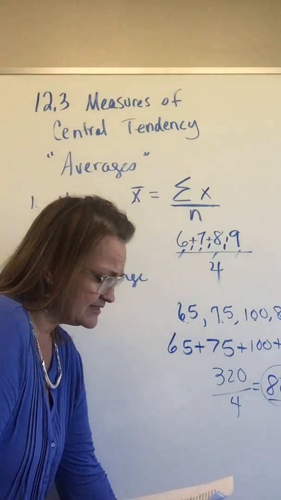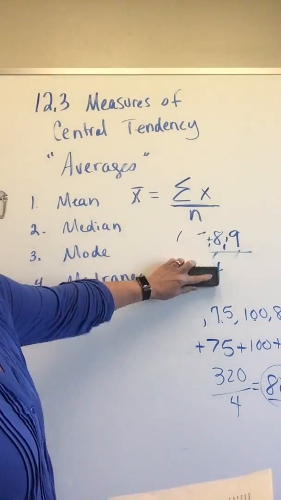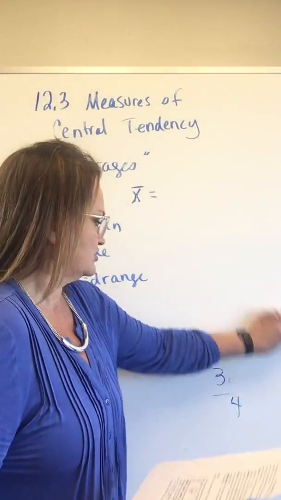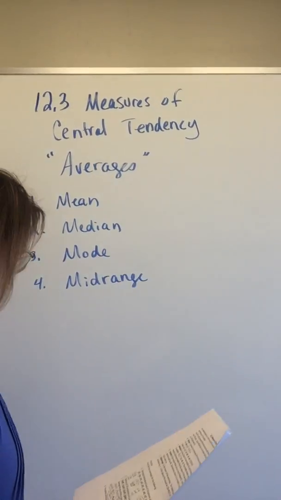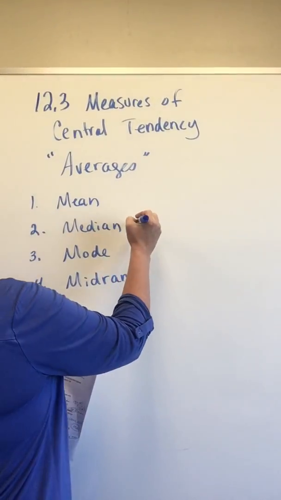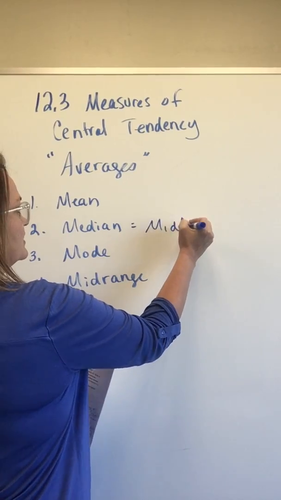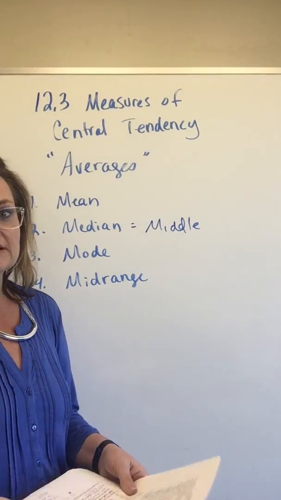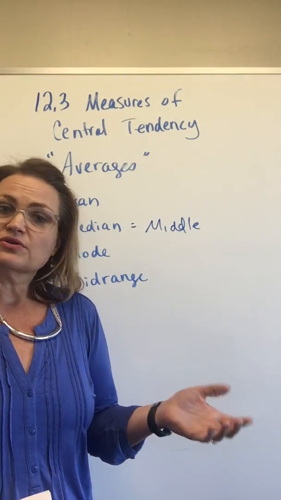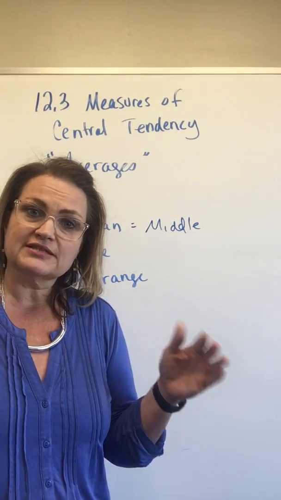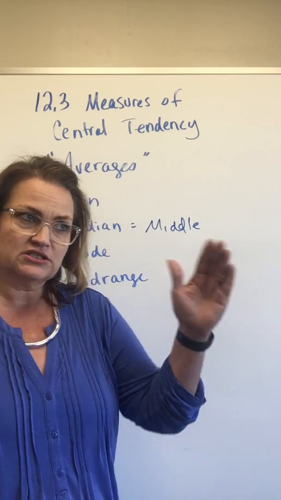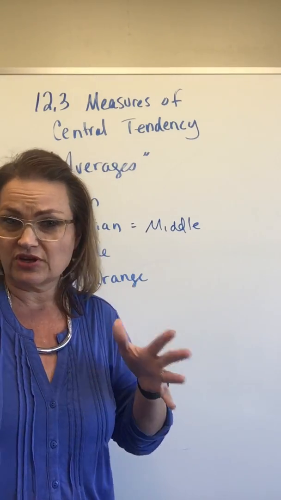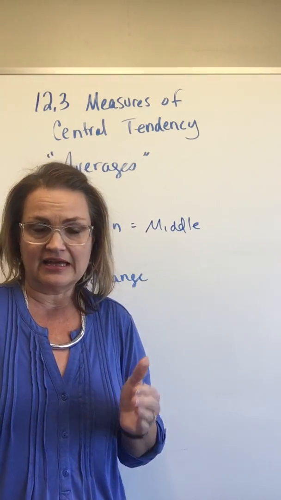All right, the second type of average is the median. Median is another way of saying middle. You want the one in the middle. Now, the thing is that takes some time. If it's a lot of numbers, you're going to have to rearrange it in order. It has to be ranked data, smallest to largest or vice versa. You got to get that data in order.